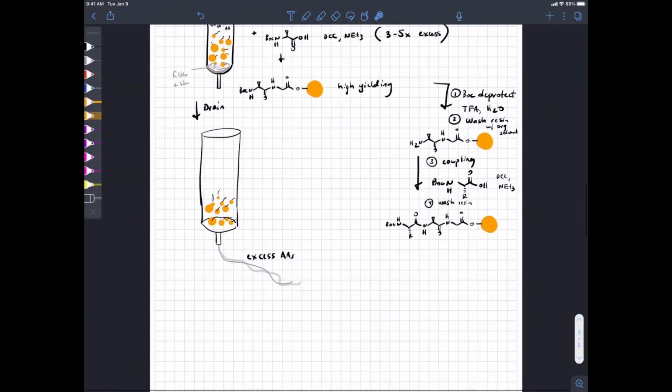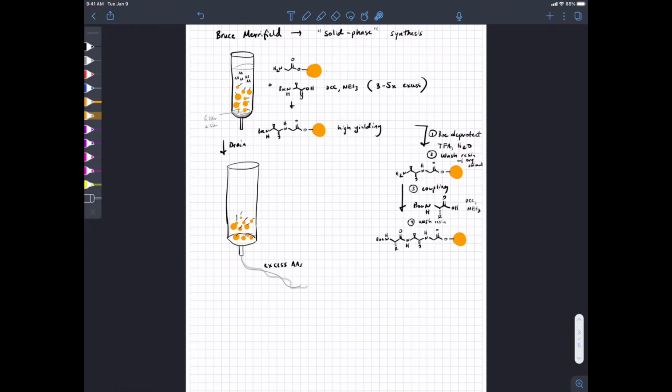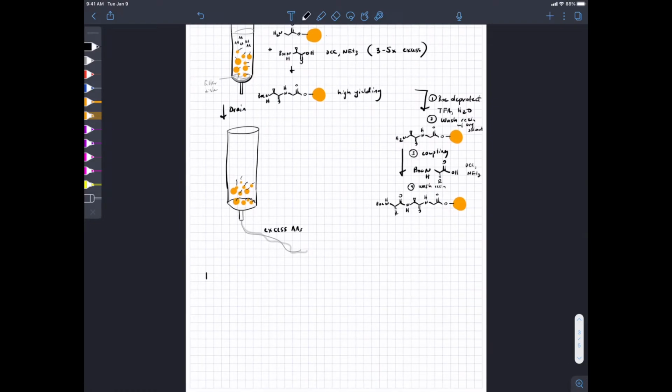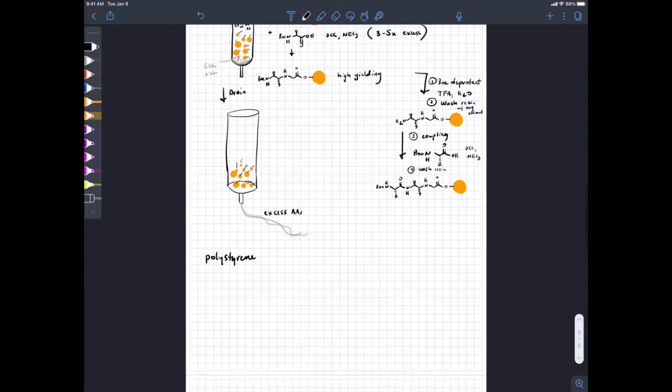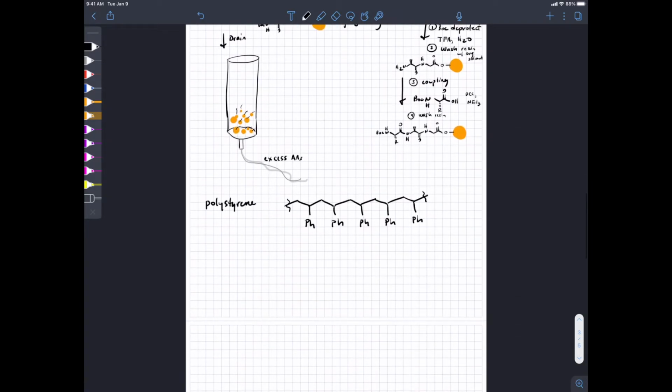So let me show you a little bit about Merrifield's approach. The polymer he chose was polystyrene, and polystyrene consists of two carbons and an attached phenyl group, so that in the polymer you have alternating carbons with phenyl groups on them. You can make this via radical polymerization, and often there are cross-links between individual polymer chains.